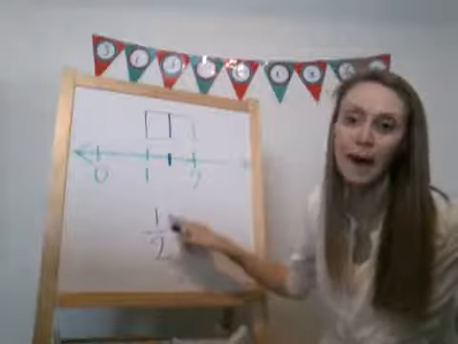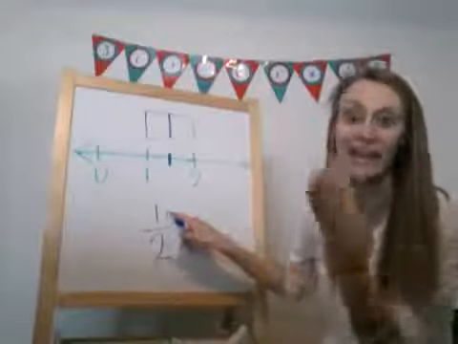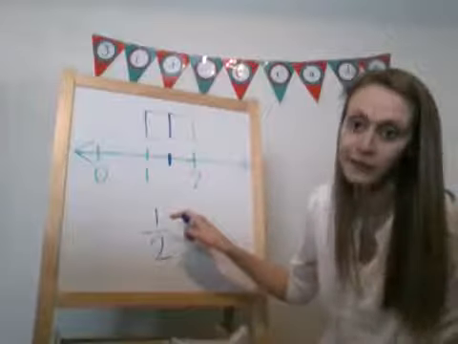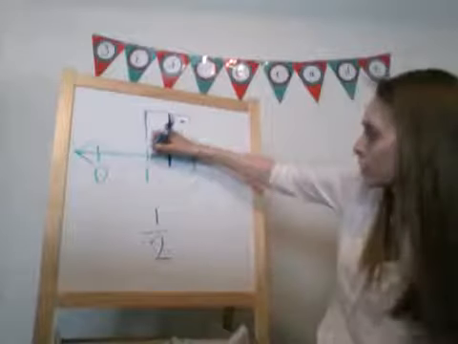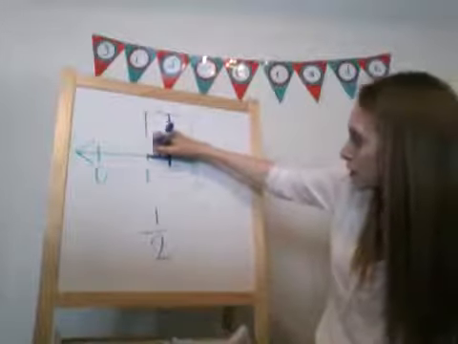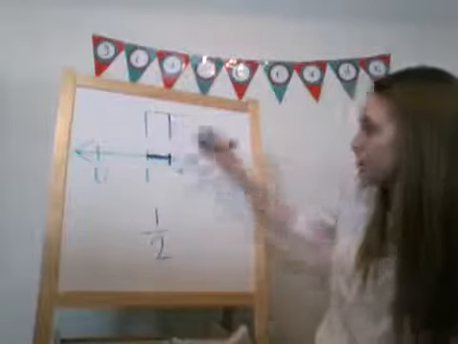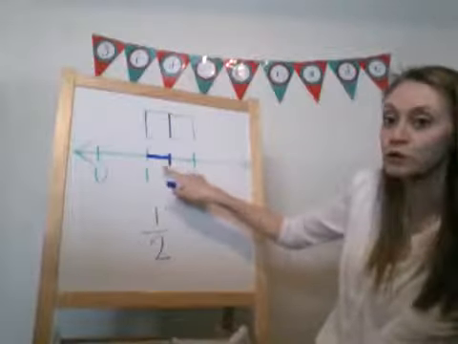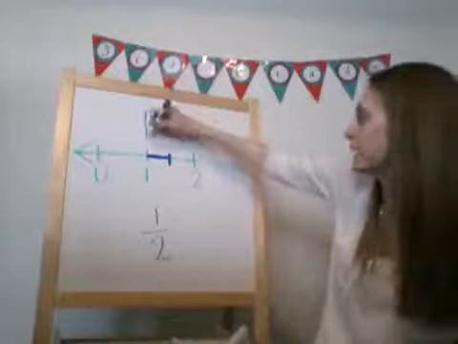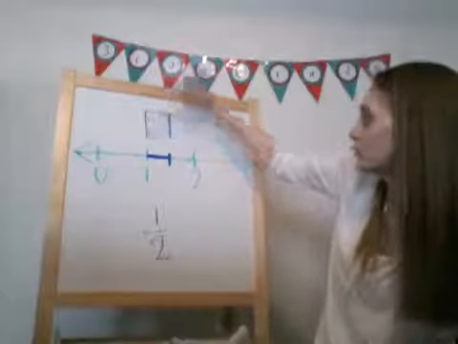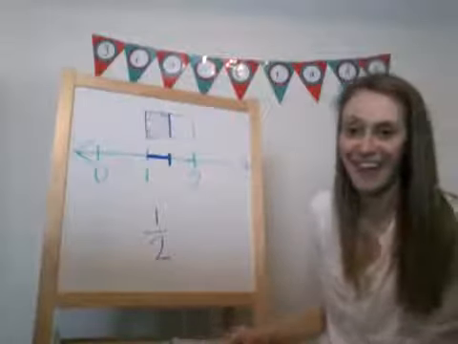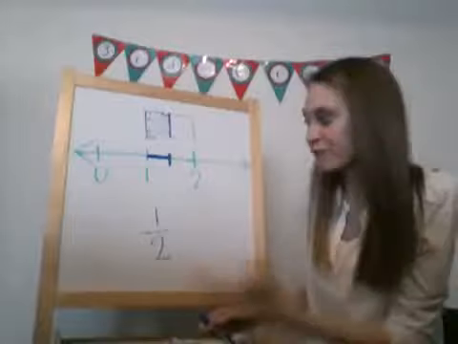Now it's telling us I want one of those 2 equal parts. The numerator tells us how much we want or how much we're going to take or how much we're going to use. Okay, so on my number line, I'm going to show one of those 2 equal parts, and the same in my whole up here. Okay.